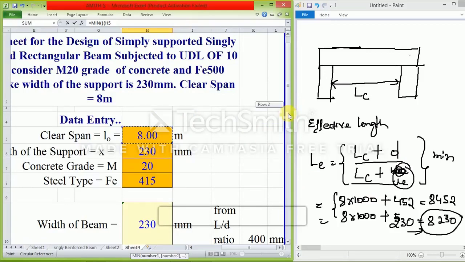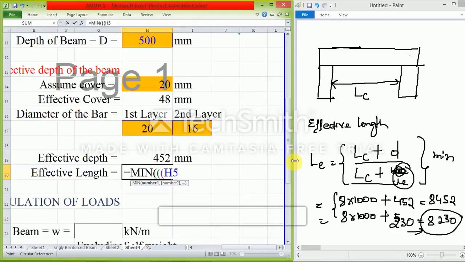So it is in meter. I need to convert it into mm, so into 1000. I'm just closing a bracket. One more thing I want is plus D, effective depth is this one. I'm just closing one more bracket. So I am again putting a comma. This plays a very important role. To take the minimum of these two values, they have to be separated using the symbol called comma. And again I am opening two brackets.